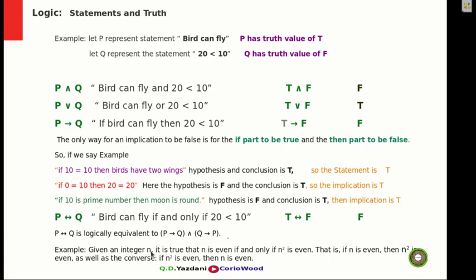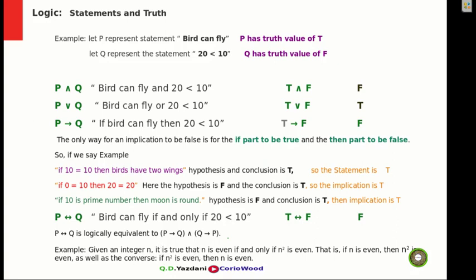Given an integer n, which we represent as n, it is true that n is even if and only if n square is even. That is, if n is even, then n square is even, as well as the converse: if n square is even, then n is even. So we have both ways.